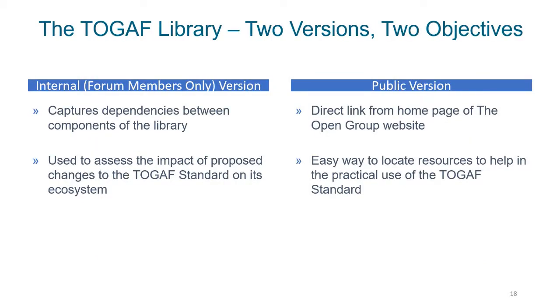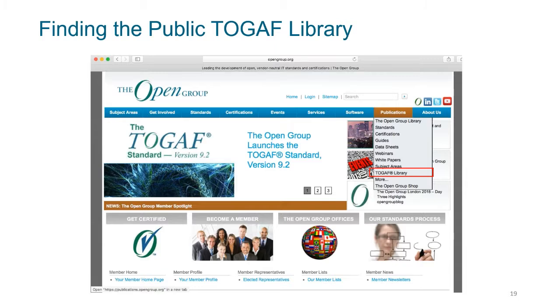The TOGAF library has two main views. One is what we call the internal view, which is related to the members of the Open Group Forum. And then there is the public view, or the public version, that everybody else is going to see. The internal view gives you a little bit more insight on dependencies, on what documents go where and how you're going to use them, versus the public view, which is pretty much accessible from the Open Group website, in order for you to locate resources and use them in a practical way as you are introducing and or implementing TOGAF. So straightforward, even if you go to Google and go to opengroup.org, you'll get to this website. Under publications, you go to the TOGAF library for those additional documentation.